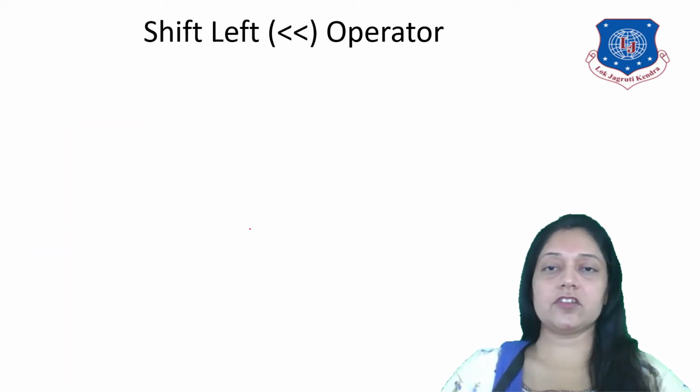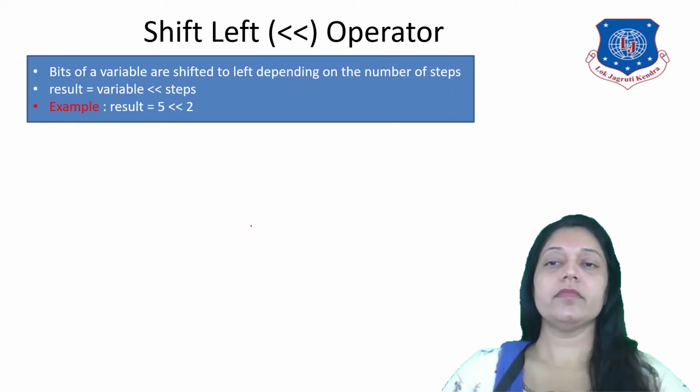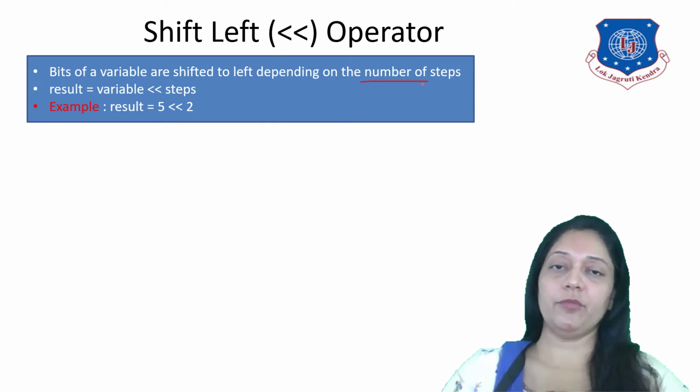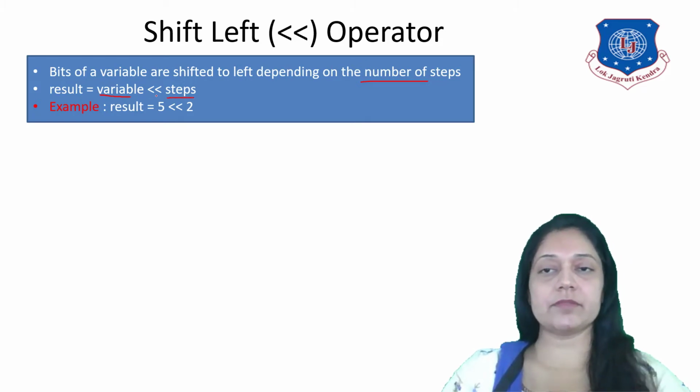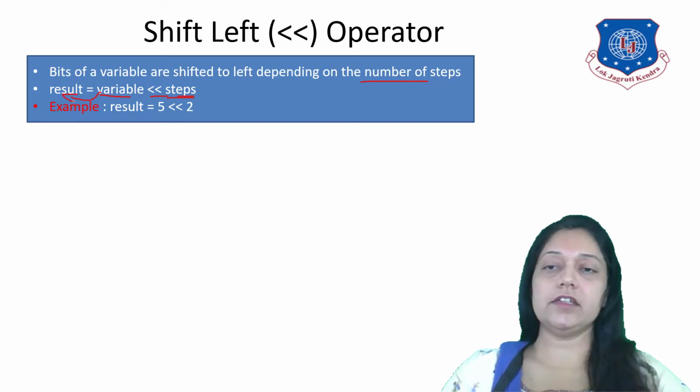Next, let's see the next bitwise operator, that is the shift left operator. Shift left means shifting the bits of a variable on the left hand side. How many times you have to shift these bits depends upon the number of steps we have mentioned. How to use a shift left operator? I have a variable whose bits I want to shift left. How many times I want to shift that, you have to mention as steps. That is variable, shift left operator and steps. Whatever result we get will be stored in the result variable.